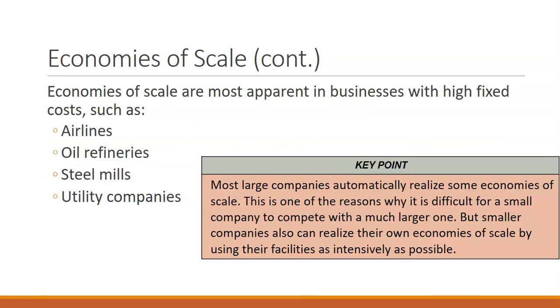So economies of scale is most commonly achievable in businesses with really high fixed costs. Some examples of those are airlines, oil refineries, steel mills, utility companies. So most very large companies have some sort of economy of scale. It's difficult for a smaller company to compete with that just by the sheer volume that creates that economy of scale. Smaller companies can realize their own by using their facilities as efficiently as humanly possible.